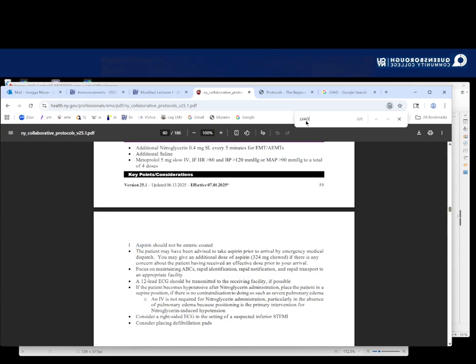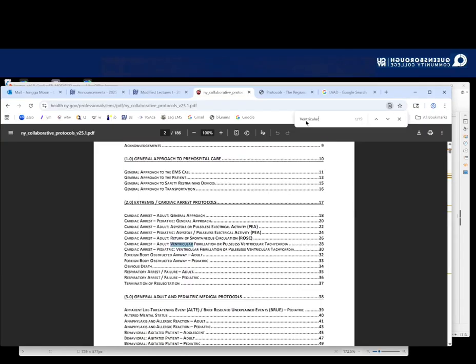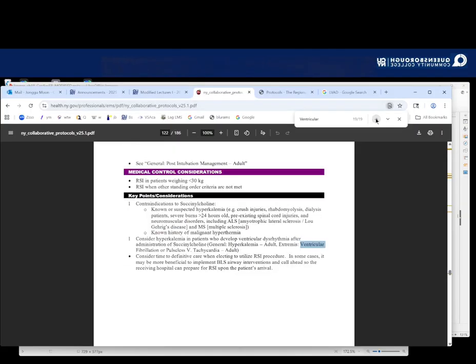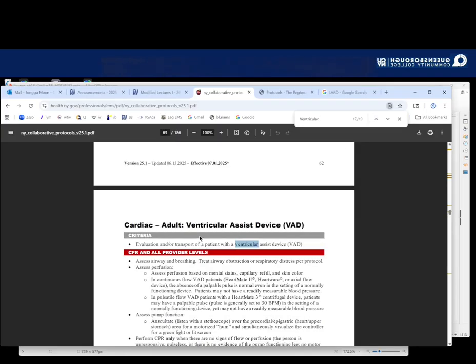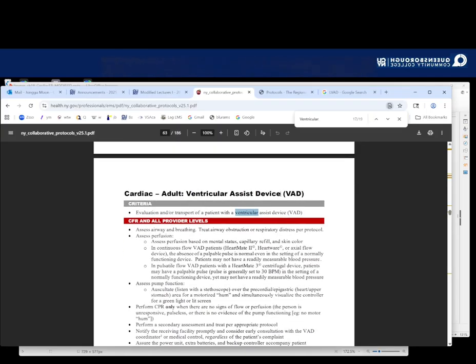LVAD, ventricular. It's usually at the bottom of the protocol. Let's go backwards. Ventricular assist device.